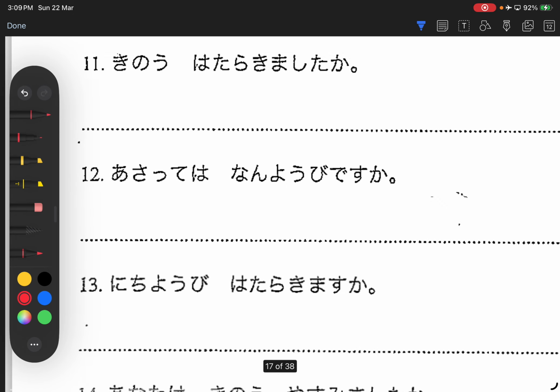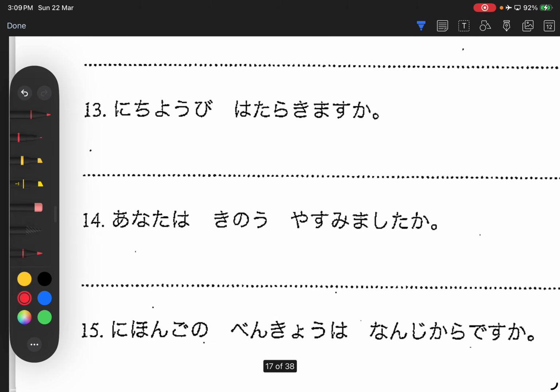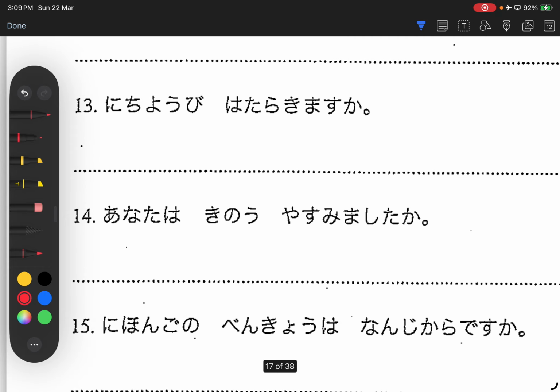Okay? Next we have number 12. 明後日は何曜日ですか？火曜日です. Thank you. So Tuesday is 火曜日です. 13. 日曜日働きますか？いえ、働きませんでした。Okay. いえ、働きませんでした。Very good. 働きませんでした。14. あなたは昨日休みましたか？いいえ、休みませんでした。Very good.